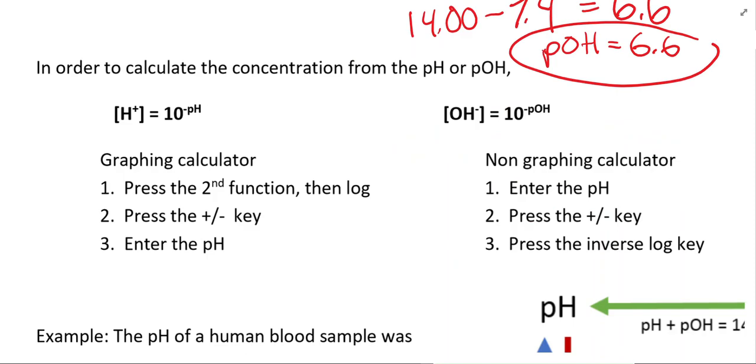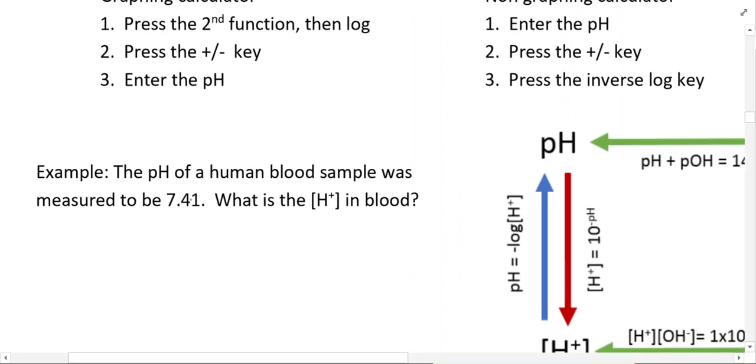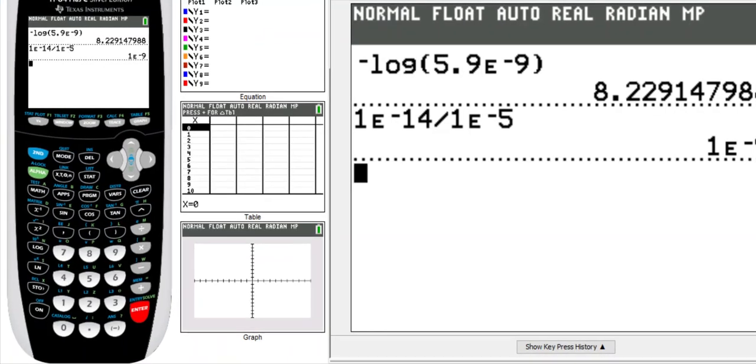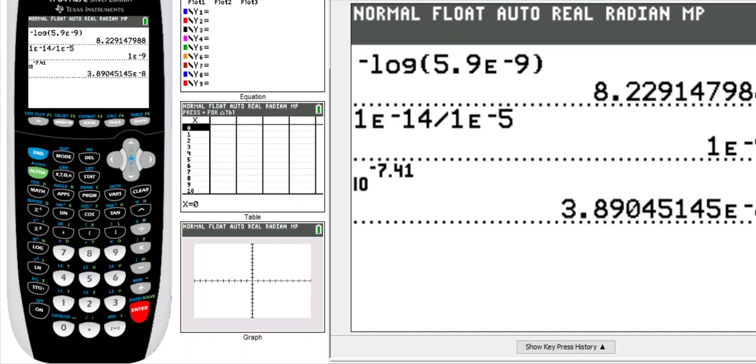So the other way we have to be able to go is go from pH to the hydrogen concentration or hydroxide concentration. So what we're going to be doing, we're going to be pressing the second function, then log, the plus minus key, and then enter the pH. So let's take a look at the example. We, again, are looking at human blood. So we're going to plug this into our calculator. We're going to have second log, it gives us this 10 to the negative pH, which is 7.41. And that gives us the concentration of our hydrogen ion.